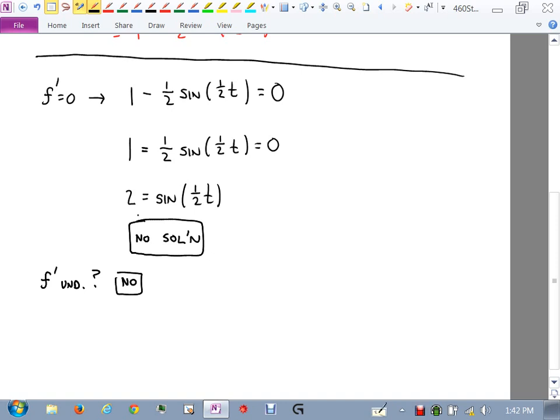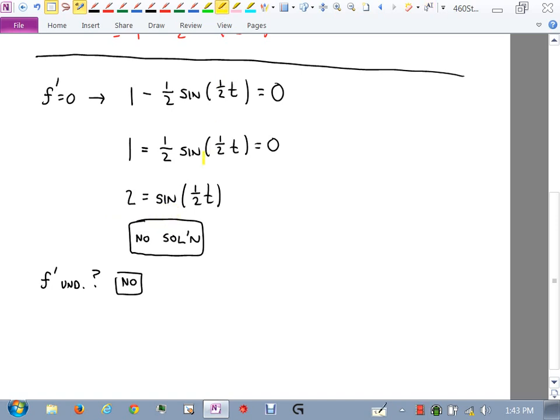Are y'all stuck? We'll stay in groups. I'm going to give you all another problem to do here in a second. So did you get sine of 1/2 t is 2? Did you get to that point? Trying to set this equal to 0. So just move that to the right side. Try and get rid of the 1/2. Multiply both sides by 2. And then say this has no solution. Why?